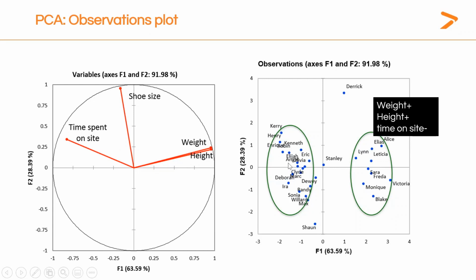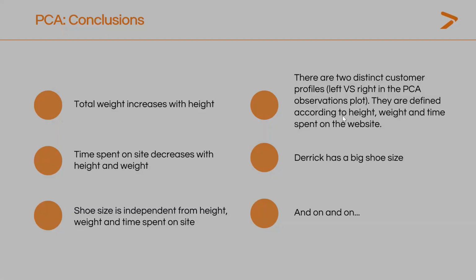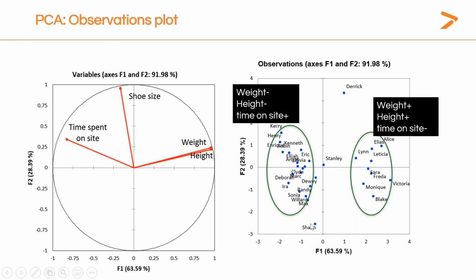On the other hand, on the left, we have high scores of time spent on the website versus low scores of weight and height. And at the top here, we have one customer who is more characterized by shoe size. This customer has a high score of shoe size and this one a low score of shoe size. So we have characterized the relationships between variables. We have characterized the relationship between observations and variables.